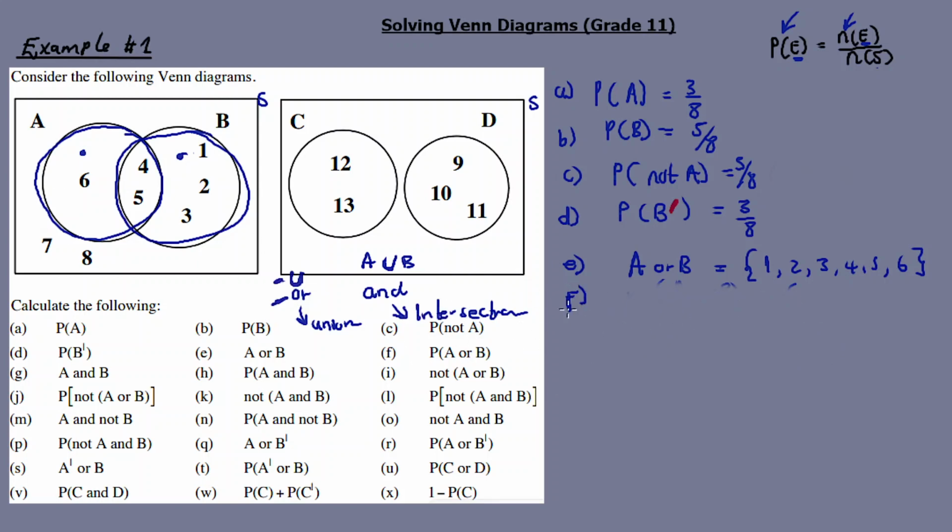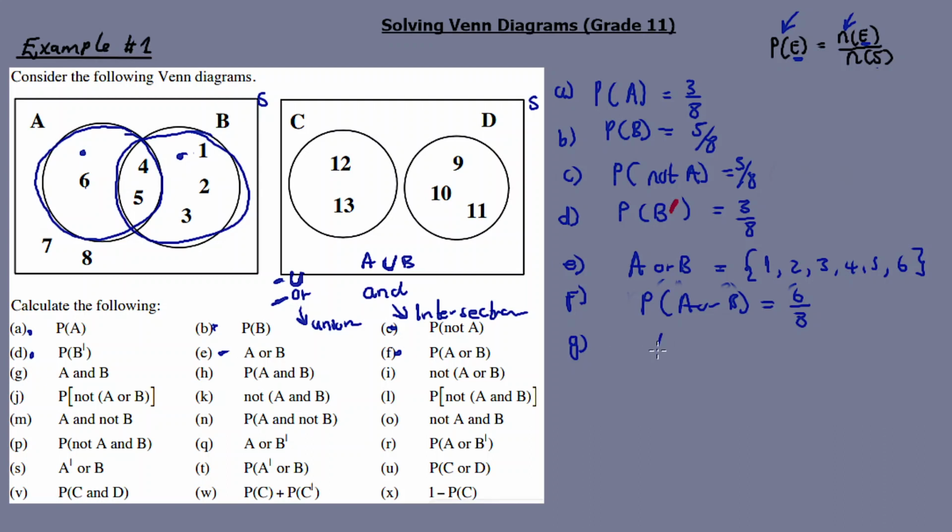Okay, F. Probability of A or B. A or B is equal to 6. A or B is now 1 2 3 4 5 6 are my outcomes, so it's going to be 6 over 8. Okay, it's hard to keep up with this stuff. I think mark it out.